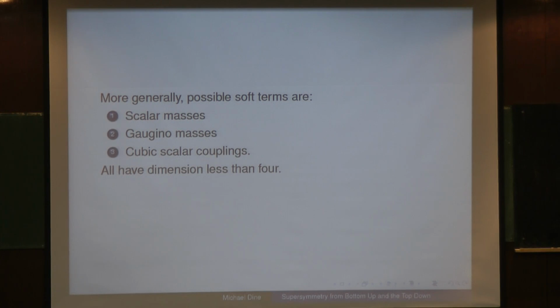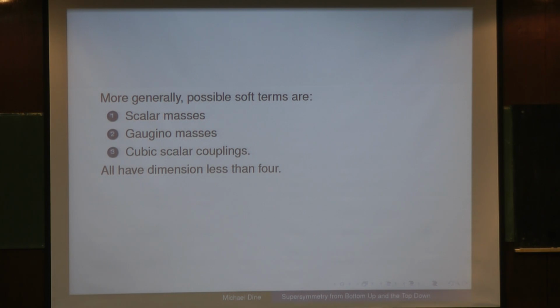More generally, we said that we had certain kinds of possible soft terms. We had scalar masses, we had gaugino masses, we had cubic couplings of the scalars, and all of these have dimension less than 4. They're all soft, in the sense that at high energies, their contributions die off. So that's our basic structure.